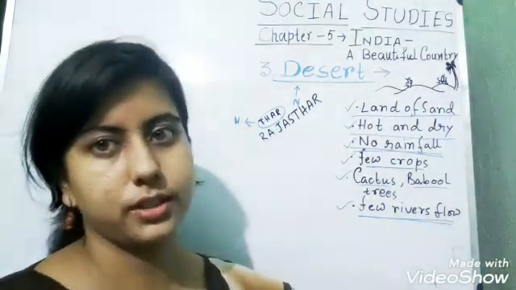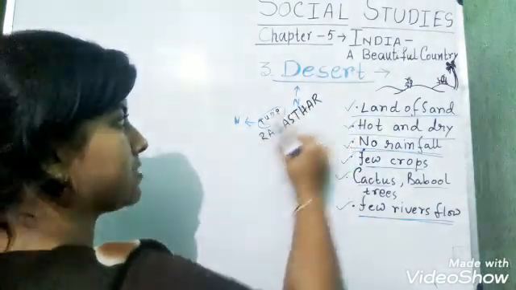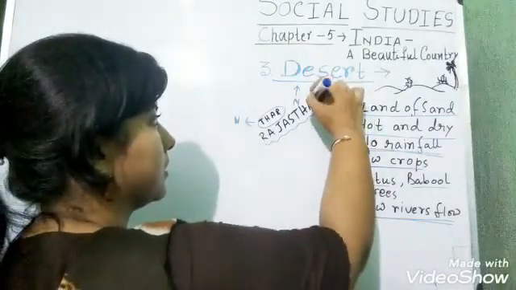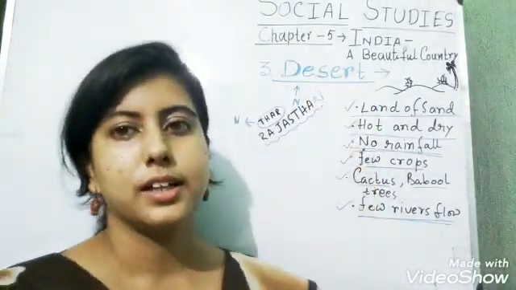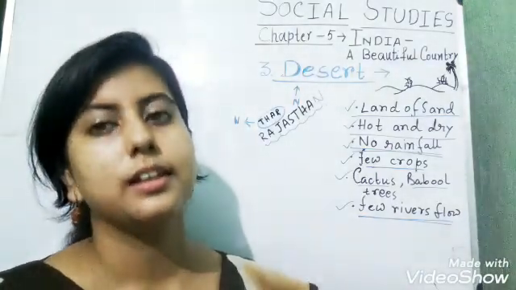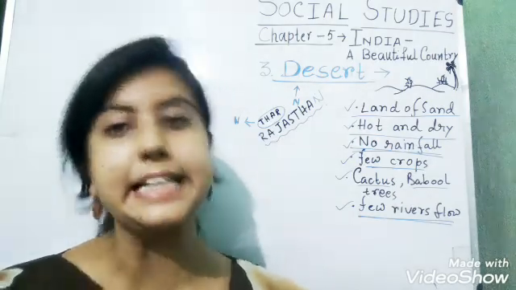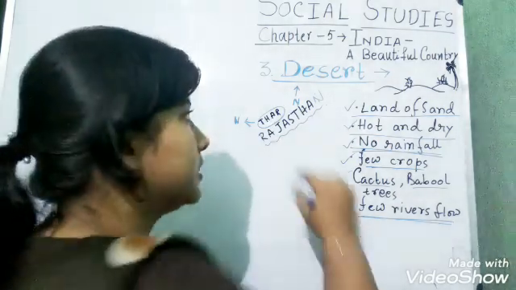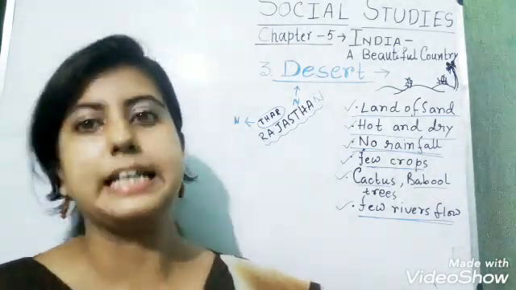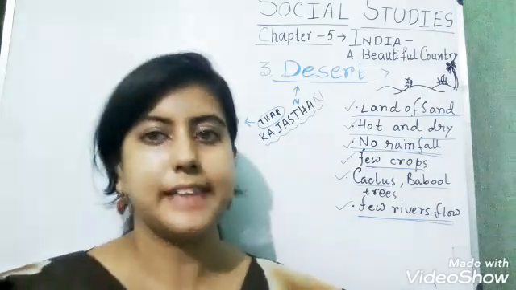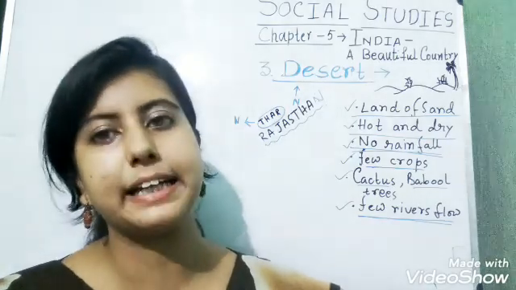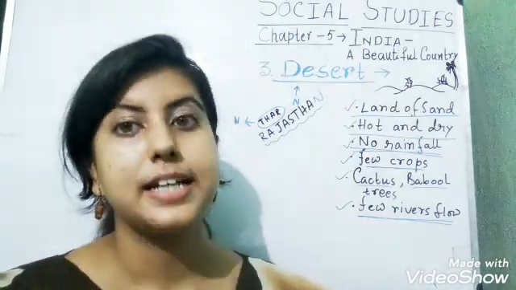In our country, in the northwestern part in the state of Rajasthan, we have the Great Indian Desert. The name of the Great Indian Desert is Thar Desert. It is the only desert that can be found in our country, and it is situated in the state of Rajasthan.